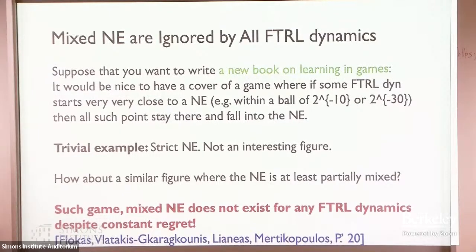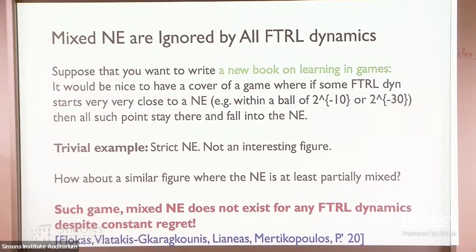Of course, everything will converge to that point. Well, what about something that's not a strict Nash? What's something that's partially mixed? It's impossible. This comes purely from dynamical systems theory. In some sense, to be able to do this, you need to have something of positive measure that shrinks.